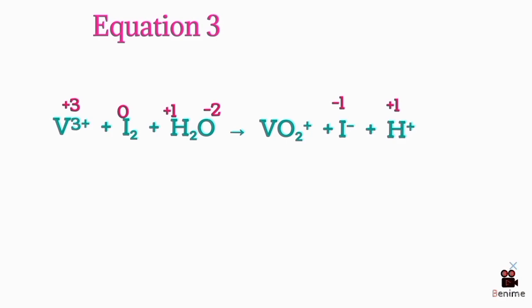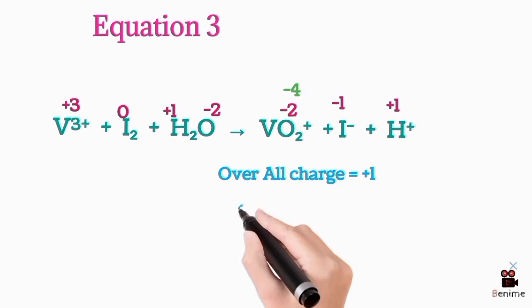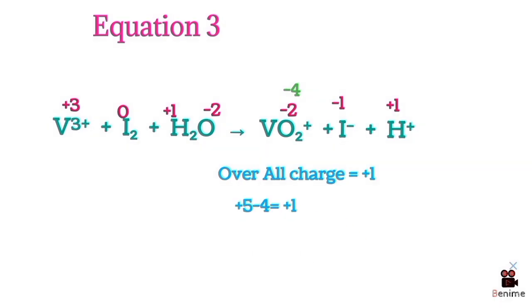Now let us find the oxidation number of vanadium in VO2+. Oxygen is -2. There are 2 oxygen atoms. So their total oxidation number becomes -4. The overall charge on the ion is +1. We know that the sum of all oxidation numbers must equal the charge on the ion. So, vanadium must be +5. Therefore, the oxidation number of vanadium in VO2+ is +5.